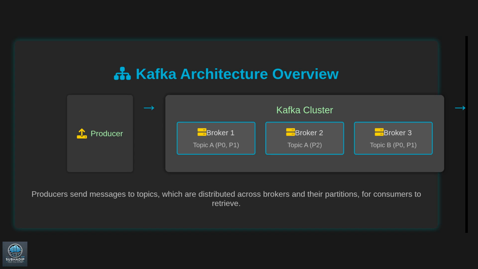Let's visualize the Kafka architecture. Producers send messages to topics. These topics are distributed across multiple Kafka brokers, which are the servers, and further subdivided into partitions. Consumers then subscribe to topics and read messages from these partitions. This distributed design ensures high availability and scalability.